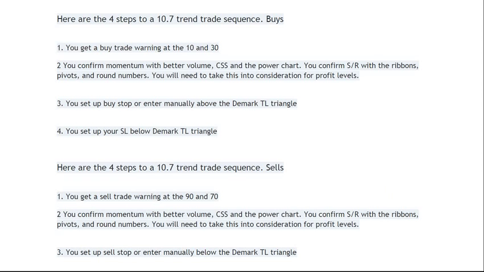And of course, you don't want to forget the ribbons and your knowledge of the ribbons, and the law of the ribbons, and volume, whether there's going to be momentum in the market, what time of day it is, and that kind of thing. But I try to make these as simple as we can, and we implemented this into the system.